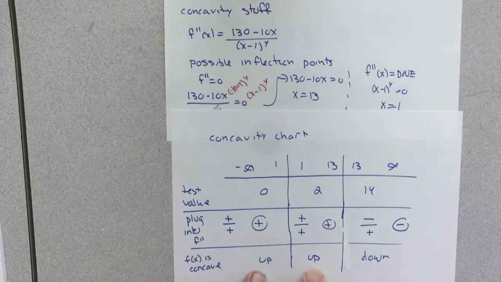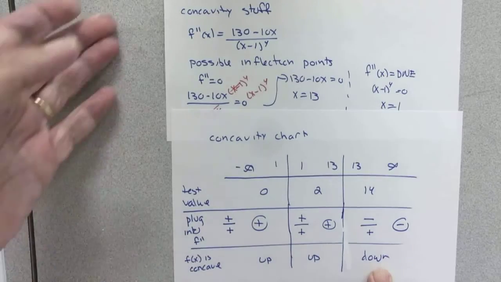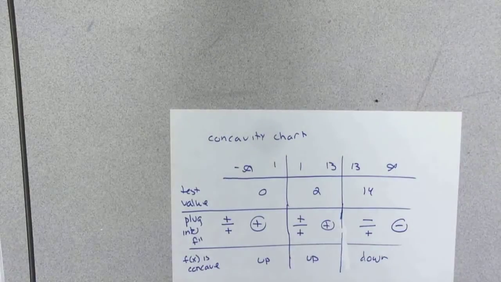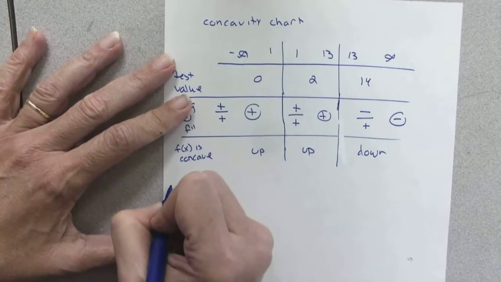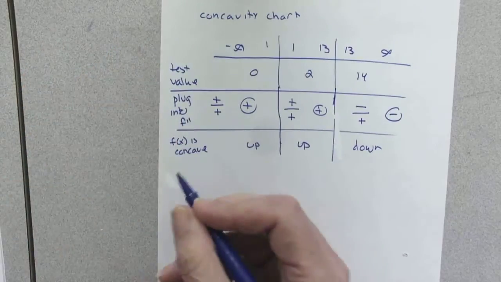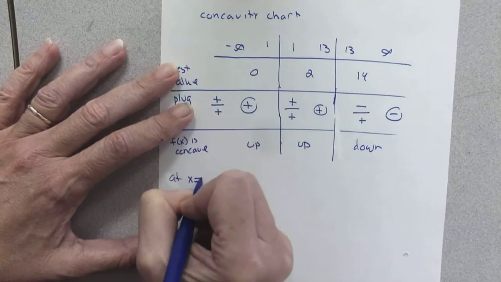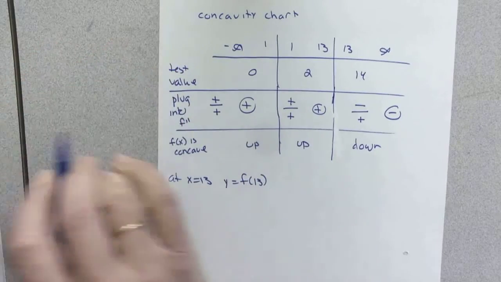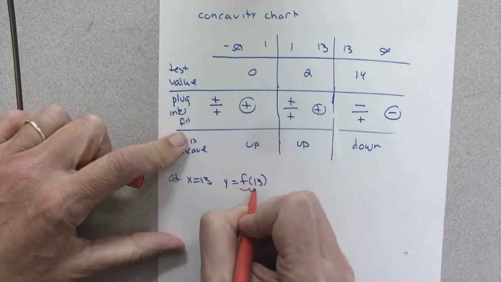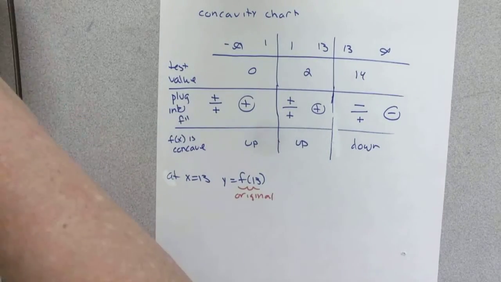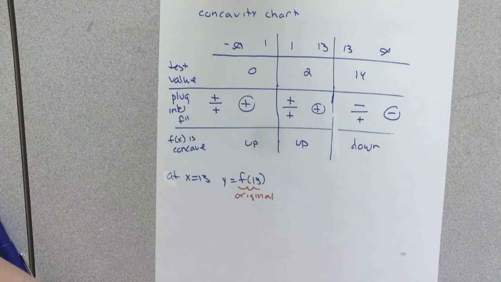Positive second derivative means I'm concave up. Negative second derivative means I'm concave down. And because I see that change, at x equal 13, y equal f of 13, original function, and you just ask your calculator what that is.